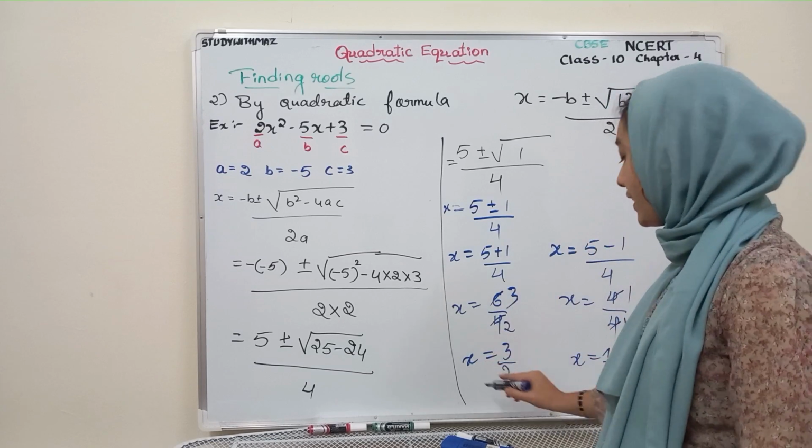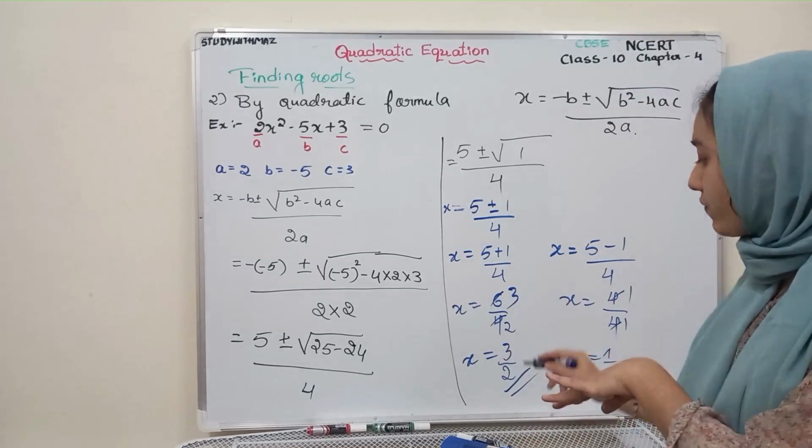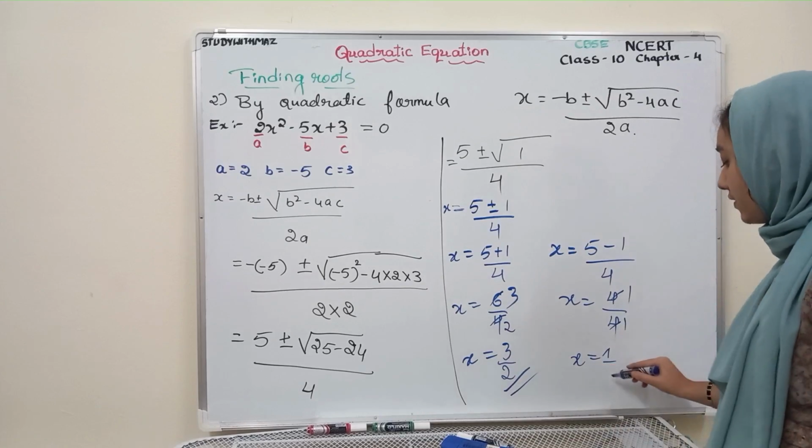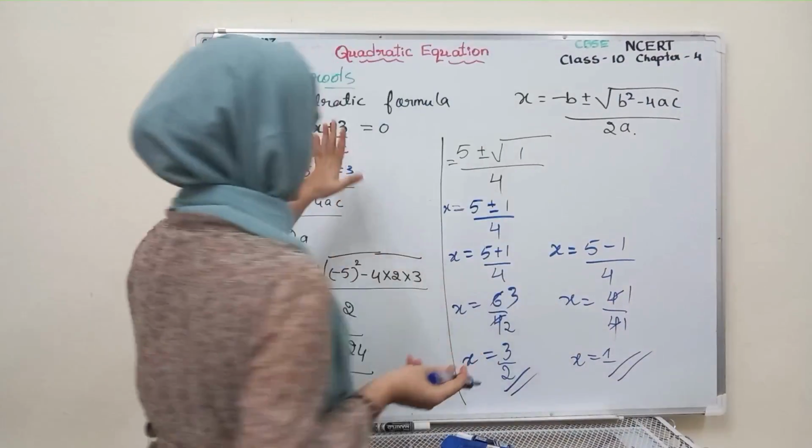Now tell me, in method 1 also, in the prime factorization method also, we got the x value as 3 by 2 and 1. Just check the value and just see how easy it is.